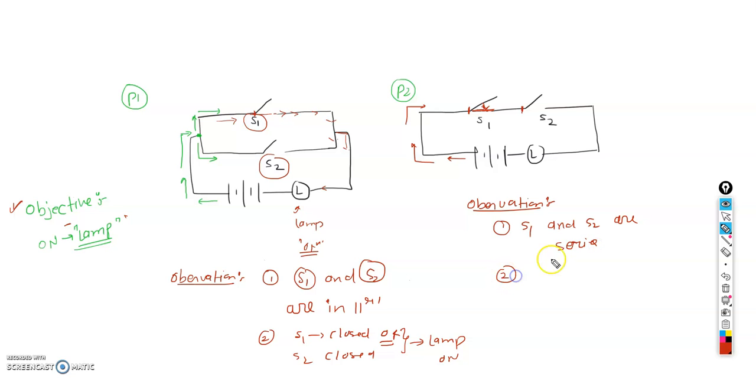Now if we want to switch on the light, definitely both S1 and S2 must be closed. This is the AND. Here we are using a word called OR: out of these two switches, if any one is seen closed, definitely my lamp is going to be on. But in this case, both switches should be closed so that our lamp is going to be on. See, this is your series connection, this is your parallel connection.